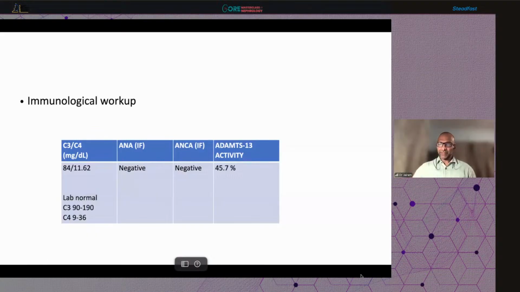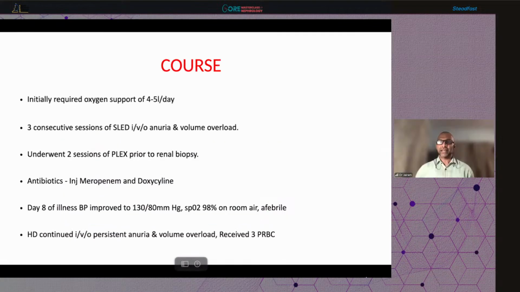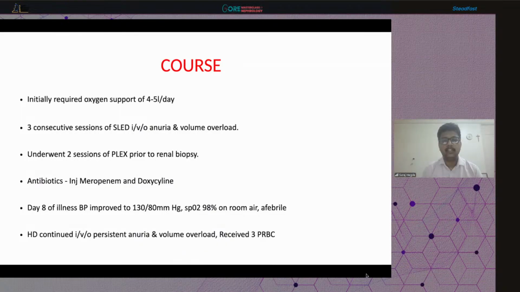Madam, you want to ask something? Okay, let's proceed. We have already done 35 minutes. So the course in the hospital: initially she required oxygen support of 4 to 5 liters per day. She received 3 consecutive sessions of slow low efficiency dialysis in view of anuria and volume overload, and underwent 2 sessions of plasma exchange prior to renal biopsy. She received antibiotics, meropenem and doxycycline, for a period of 2 weeks and 10 days.